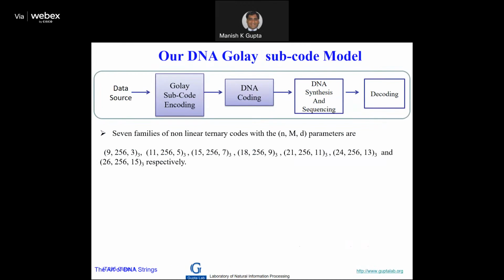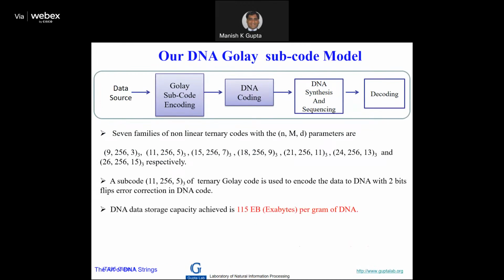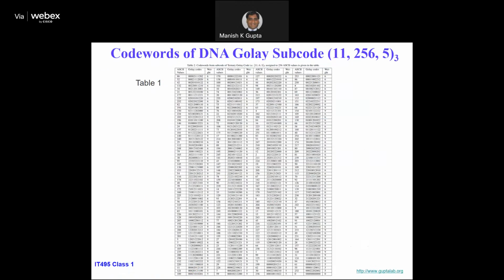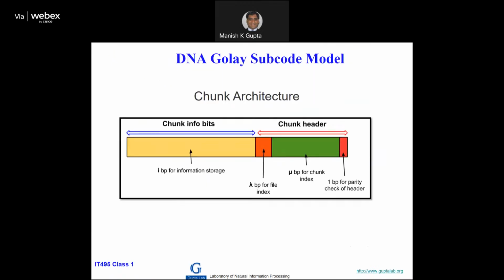So I'll give you a brief example rather than going into details. But we were able to store 115 exabytes per gram. In their previous work, it was petabytes. We were able to reach exabytes, theoretically, right? We have not done the experiments, but it is costly, right? And doing experiments in India is anyway a very difficult thing. But anyway, here is a code book that we use, chunk architecture.